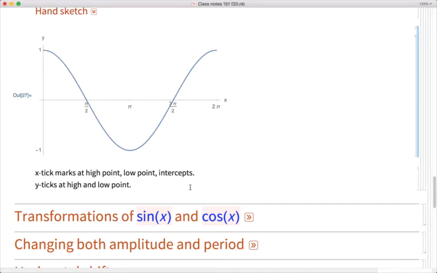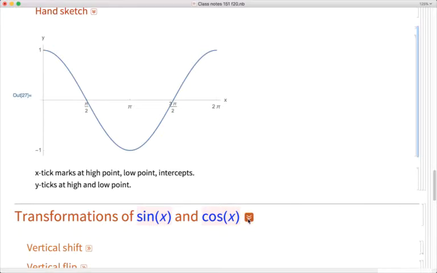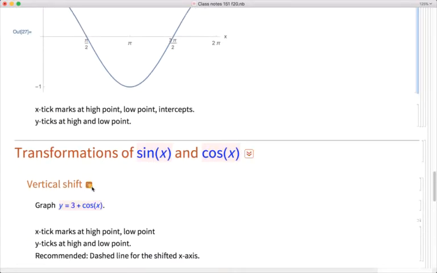Okay, so a lot of this section is about transformations of sine and cosine, and this is similar to what we've done with transformations of all kinds of other functions for exponentials and logs and so on. Once we have the basic graphs, then we look at their transformed variations.